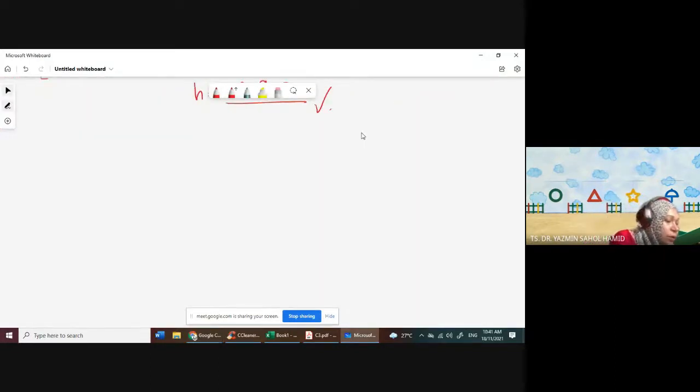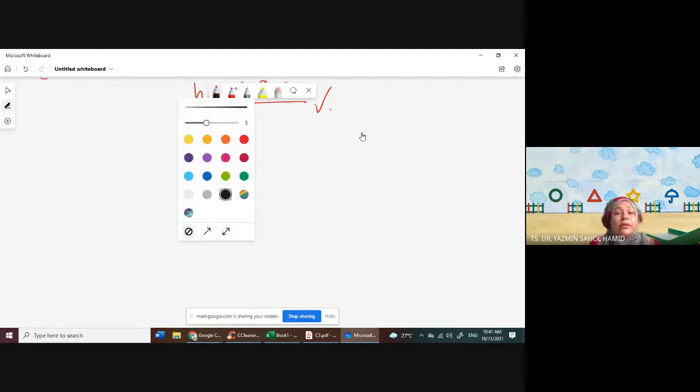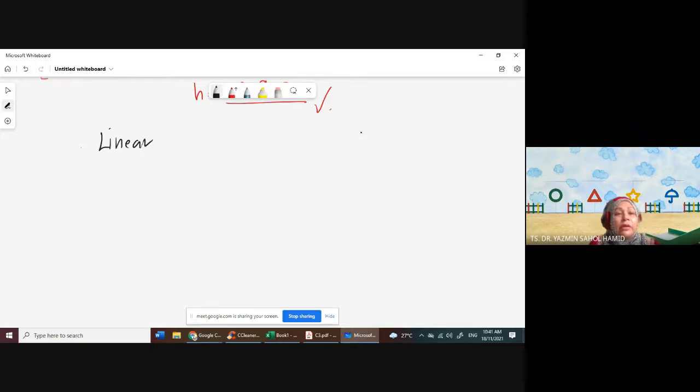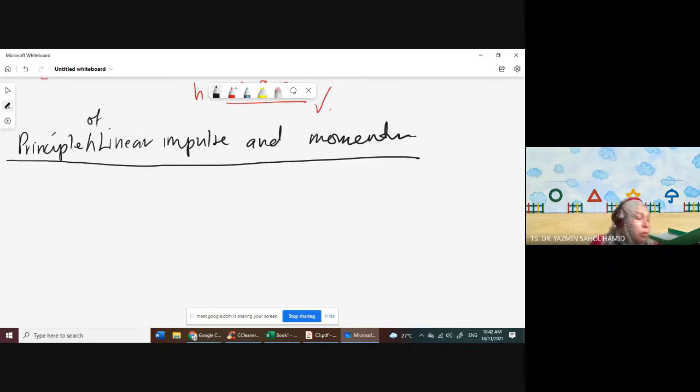Okay guys, so we are going to go back to another topic now. We have 20 minutes, so we can do that. So we're going to go to topic linear. We're going to do principle of linear impulse and momentum.